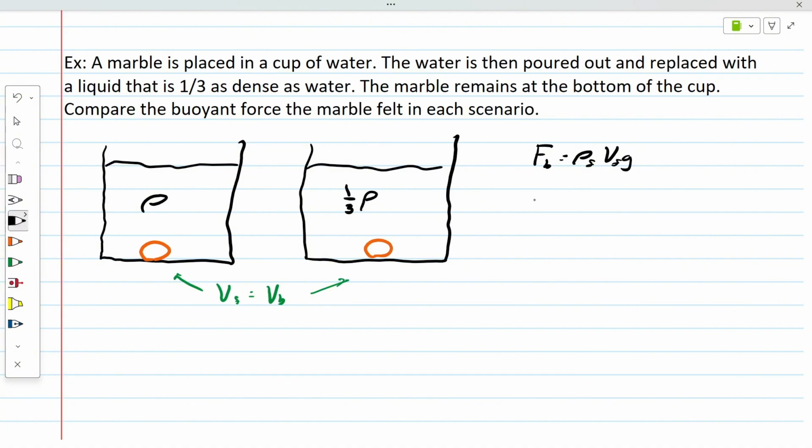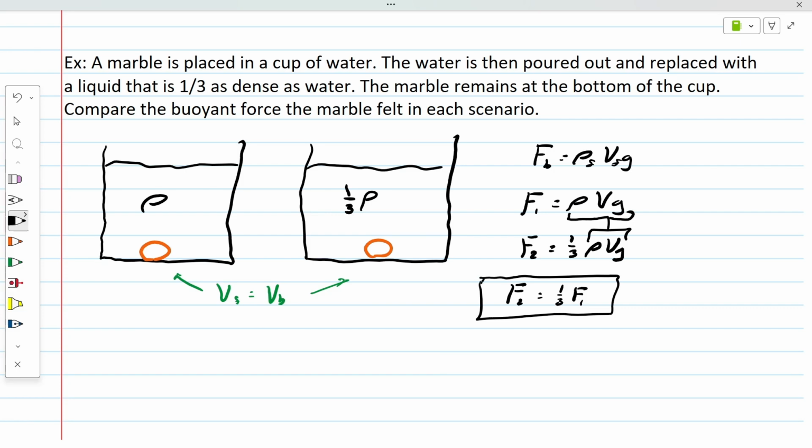So let's write a formula for the first scenario. We'll just say force 1 is the density times the volume times gravity. And now when we replace the fluid with the 1/3 density fluid for force 2, we get 1/3 the density, volume, gravity. And since these variables right here are not changing, we can say that the force 2 that is felt is 1/3 the force that is felt in the first scenario. And so that's what we get.